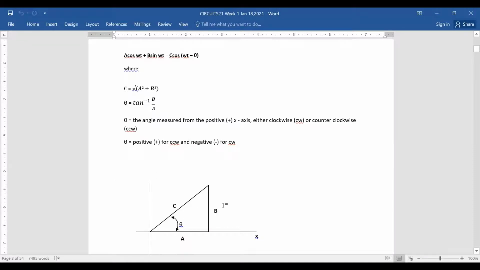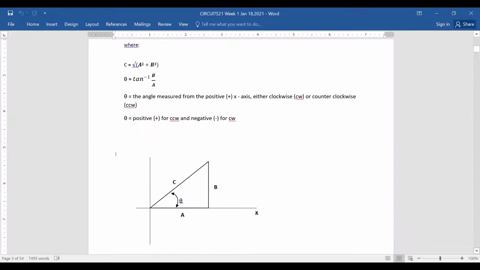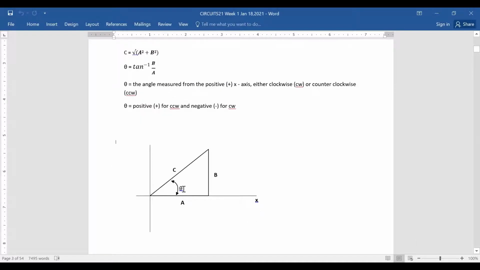Say A equal to the adjacent and B equal to the opposite. The arctangent of B over A corresponds to our theta here. Theta equals the arctangent of B over A, opposite over adjacent. So that's how we determine our theta.